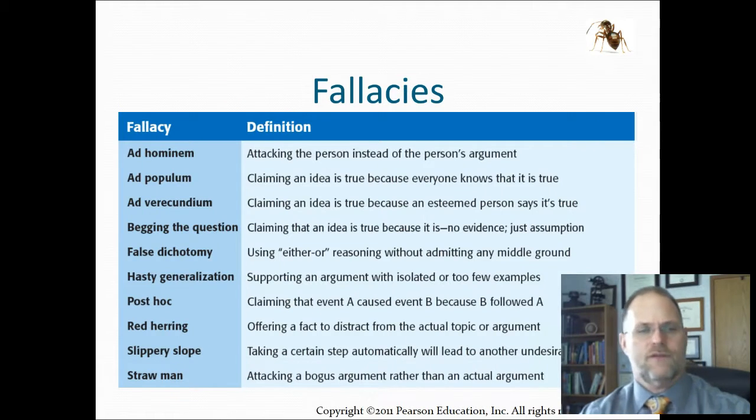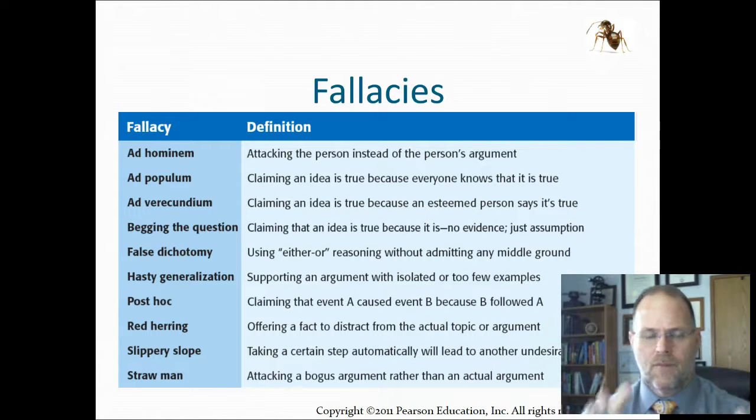Now, some of the logical fallacies that you'll run into are here. I'm not going to cover all of these. You'll find them in your book, and in the e-learn under the assignment document. So this is all information that's available to you. Ad hominem means you're attacking the person instead of the person's argument. You'll see Donald Trump do this a lot and just say, oh, that's just stupid, you're just dumb. Or ad populum, that's a common one. Claiming the idea is true because everybody knows it's true. Yeah, it's all true. No, it's not.